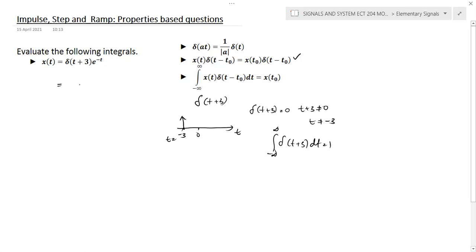So if you simplify this particular expression, you can write it as x of t0 into del of t minus t0. So in place of x of t, here it is given e raised to minus t.